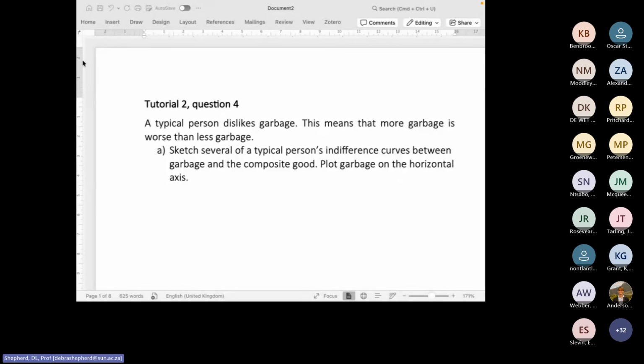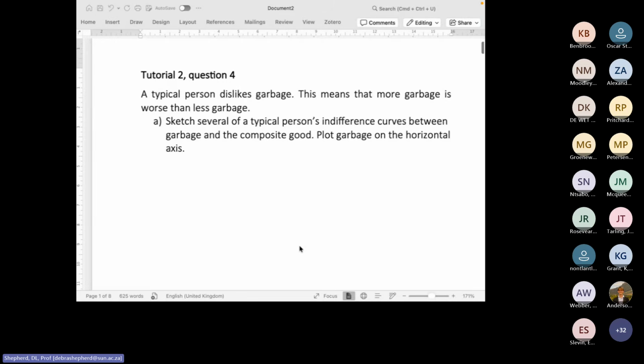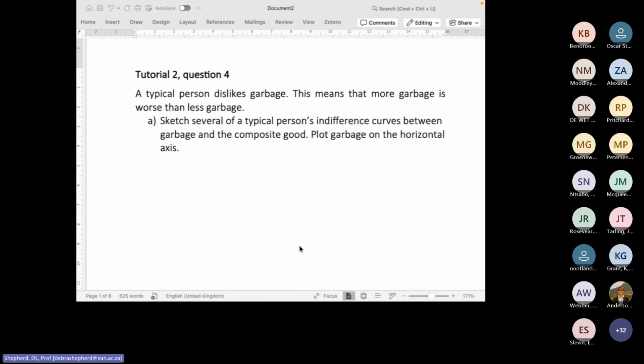First question is from tutorial 2, and it's question 4. And it says a typical person dislikes garbage. This means that more garbage is worse than less garbage. So this tells us that garbage is a bad. In other words, garbage gives disutility as we consume it.